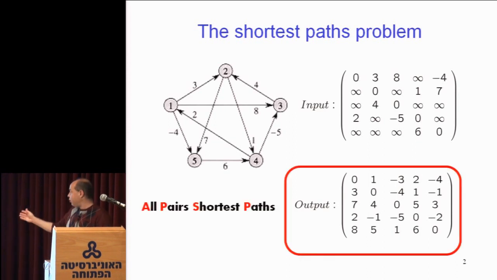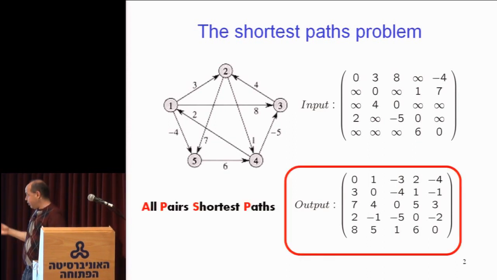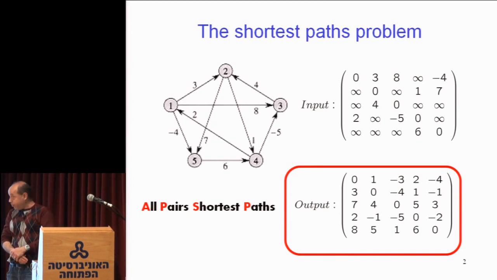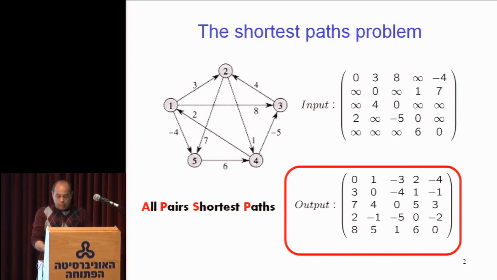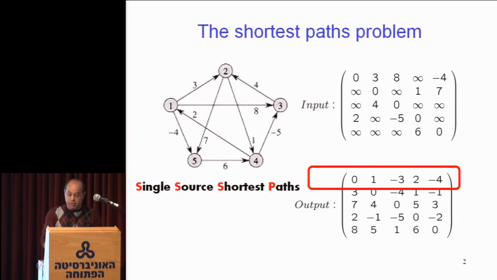So if we want to do it for all the pairs of vertices, this is what we call the all pairs shortest path problem. But we might be interested in doing it for some particular subset of pairs, perhaps, say, from some specific vertex to all other vertices, say, in this example, from vertex 1 to all other vertices. So this is just a row in this matrix, a single source shortest path.